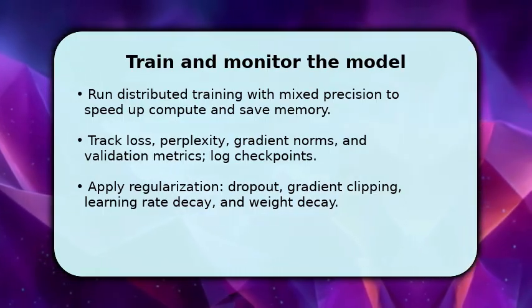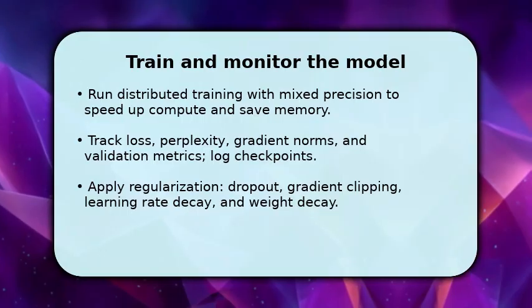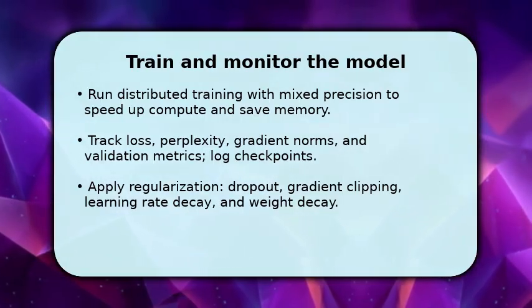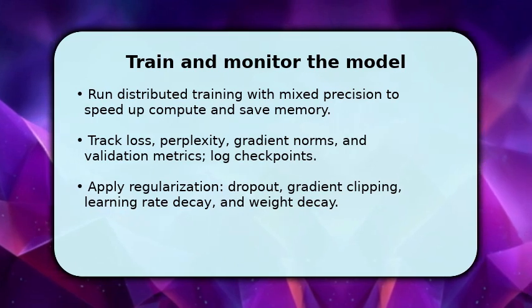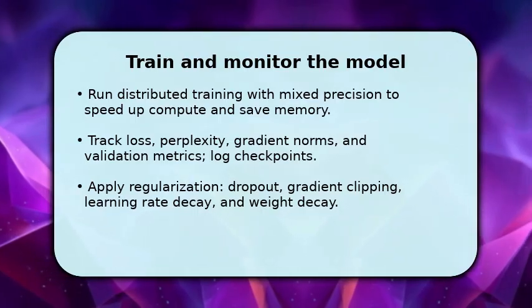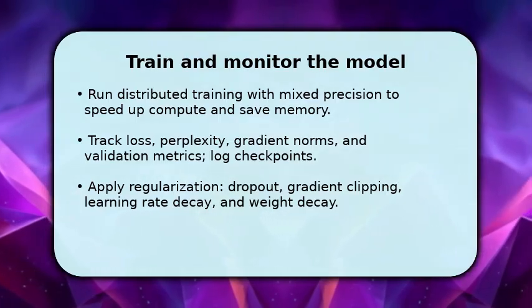If training becomes unstable, apply gradient clipping, increase batch size or lower the learning rate, and add dropout or weight decay. Once the model converges on validation metrics, schedule a longer evaluation pass to compare checkpoints and pick the best.